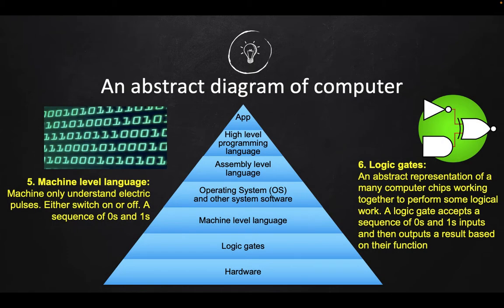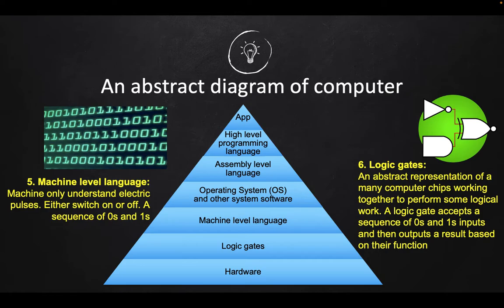The fifth layer of computer is machine level language. Now, the computer is ultimately a machine, and a machine only understands electric pulses, that is either switch on or switch off, that is a sequence of zeros or ones. Whenever a software works on your computer, the high-level programming language, whether it is Python, C++, Java, JavaScript, whatever it is, needs to be converted to this machine level language, of course following some kind of process. Without converting the high level language to machine level language, you cannot do anything.